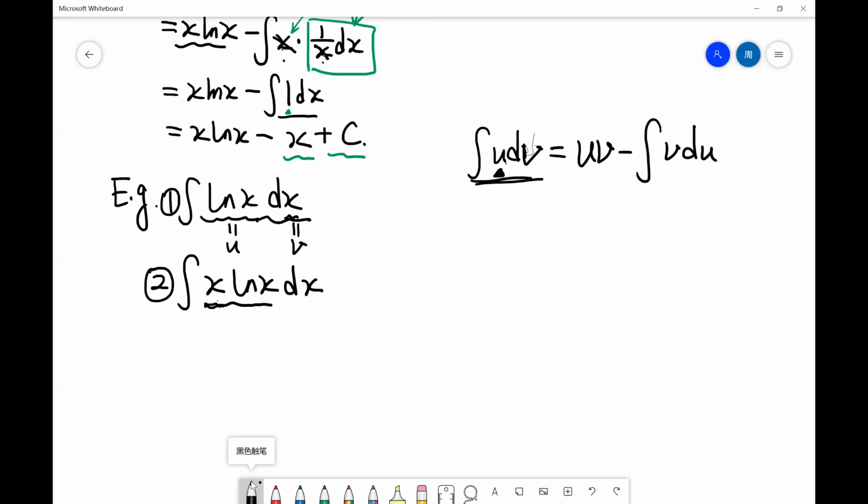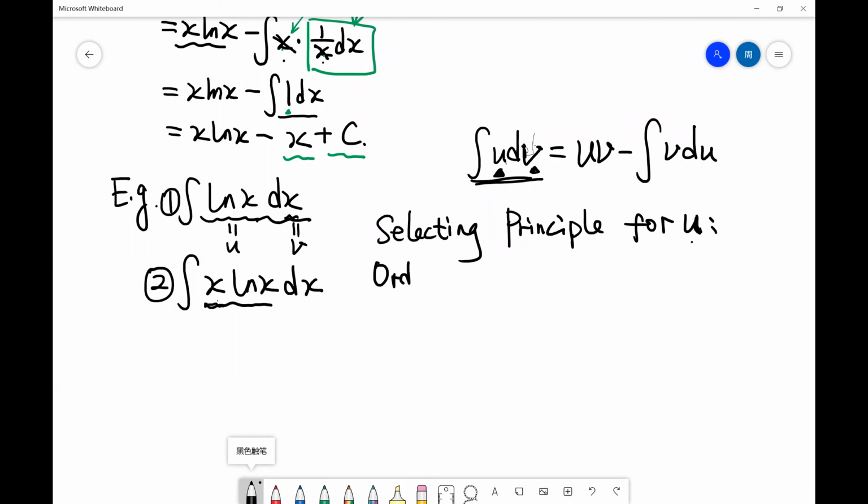So here, we have to know the selecting principle for u. If we can decide which function is u, then the other is v, right? We only have two functions here, u and v. So we only give the selecting principle for u. We should follow the order as follows.